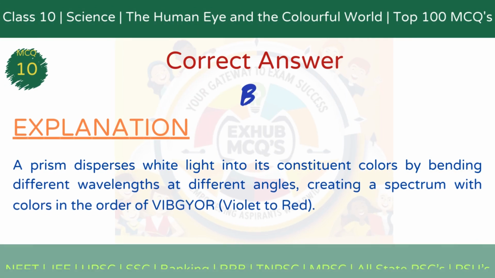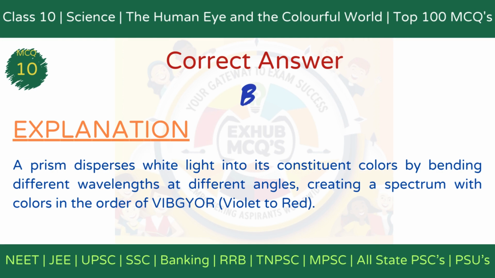The correct answer is option B, dispersion of light. Explanation: a prism disperses white light into its constituent colors by bending different wavelengths at varying angles. This creates a spectrum with colors arranged in the order of VIBGYOR.